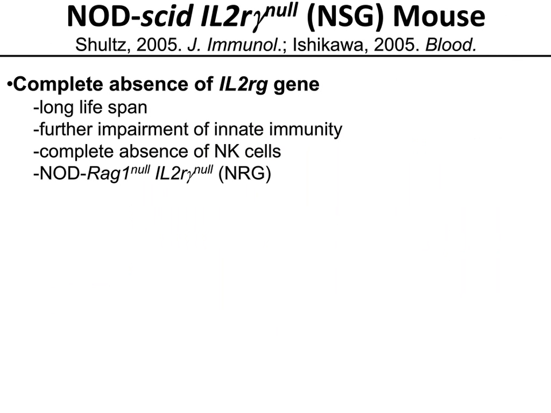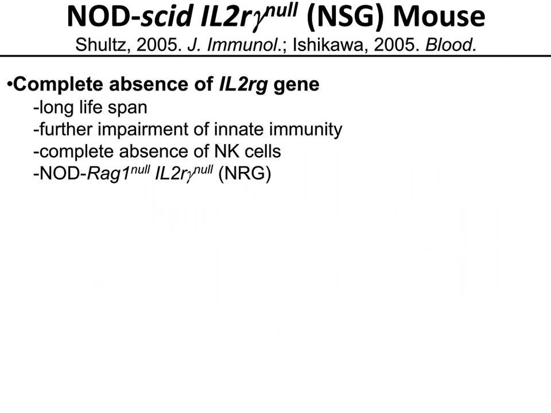Now, the NSG mouse has a complete absence of the gamma chain. They now have a long lifespan because there is a defect in IL-2 signaling. These mice no longer develop IL-2-dependent thymic lymphomas. There are also further impairments in innate immunity compared to the NOD-scid, and probably the most important is the complete absence of natural killer cells, probably due to the lack of IL-15 signaling, which is critical for NK cell development. And we also have a variation in the NSG mouse, which instead of the SCID mutation, has the RAG mutation. This is the NRG animal.